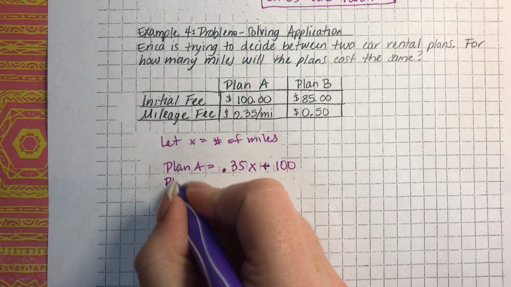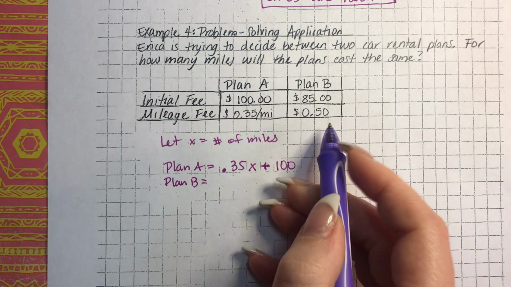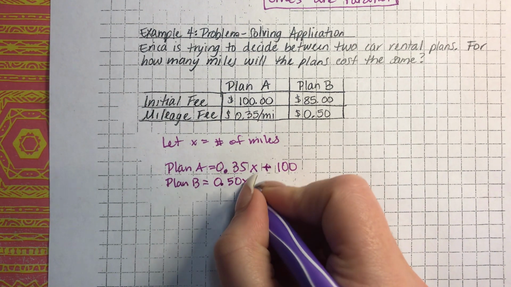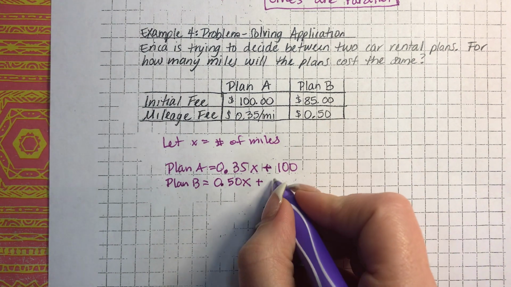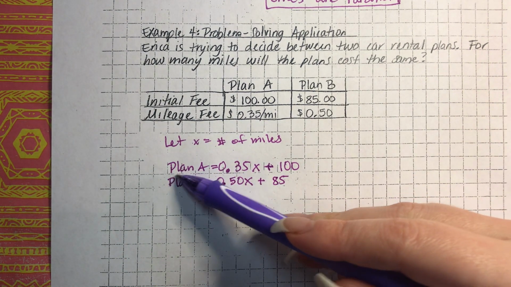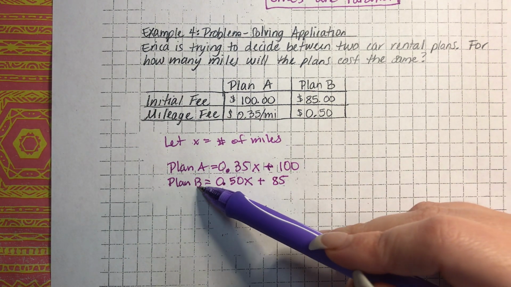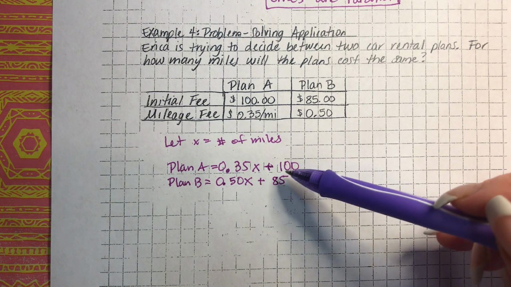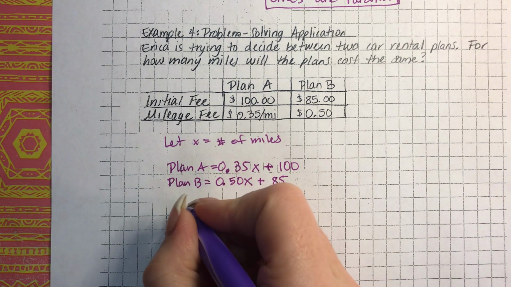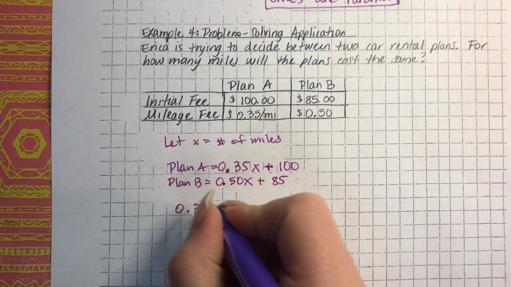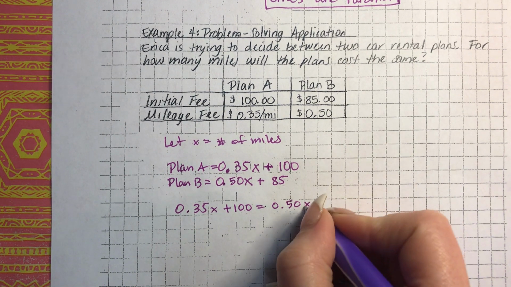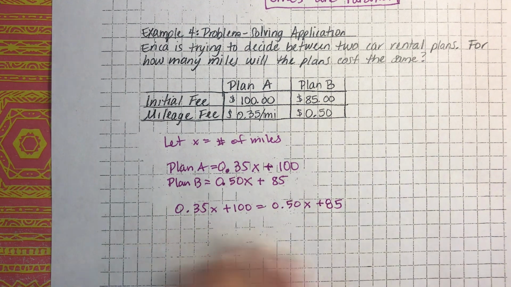And then plan B is going to be that 50 cents per mile. I guess I can put a 0 in front of those. Plus 85. Now what we want to know is, this is the total cost for plan A and this is the total cost for plan B. We want to know when are these plans going to cost the same, which means when are they going to equal each other. So you just set them equal to each other, like this. Okay, and then we just need to solve it.